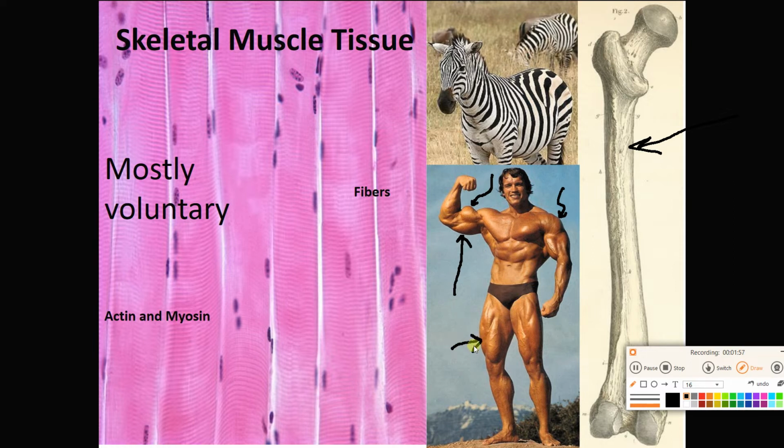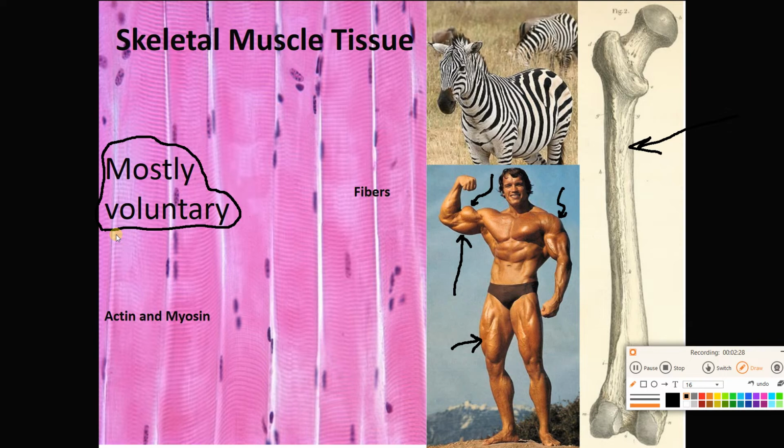So, skeletal muscle, the visible muscles we see here on Mr. Schwarzenegger, pulling on the bones in your body. Now, skeletal muscle is mostly voluntary. Some exceptions: reflexes, the action of your diaphragm, the contraction of the anal and urethral sphincters. Those can all be exceptions.